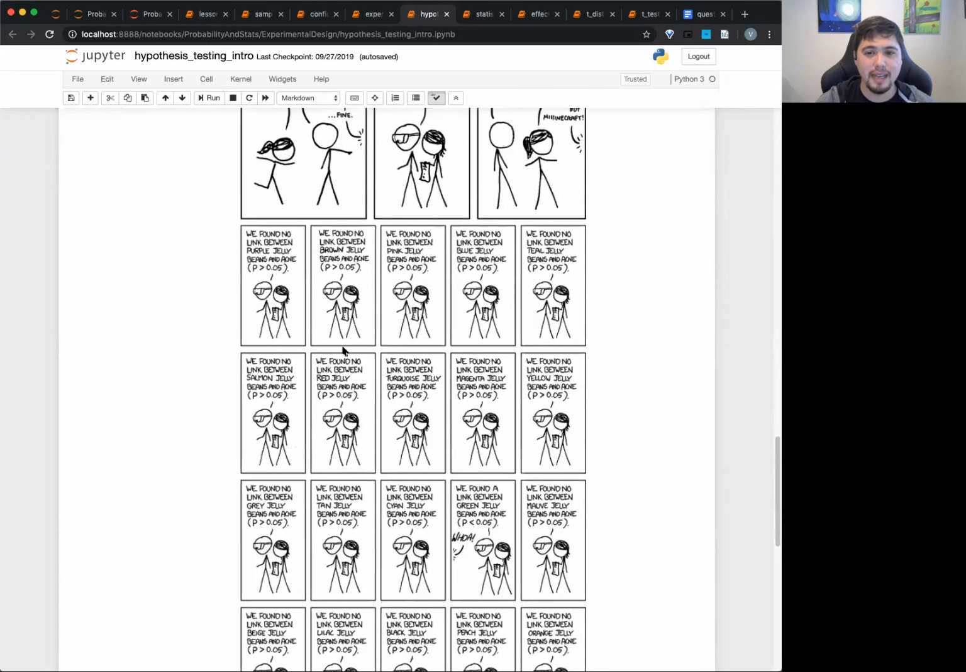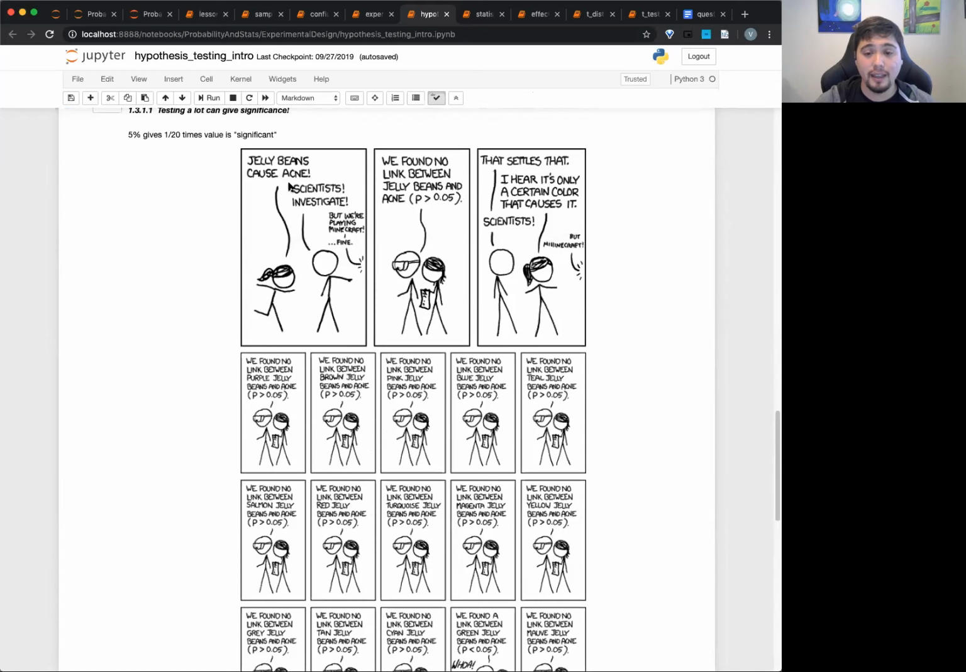And then the other one is a really great one, I think. If you test over and over and over again, or test many different categories that don't actually matter, just by random chance, you might find something that is significant. Here you see they're testing if jelly beans cause acne, and they find a p-value greater than 0.05, which means they fail to reject the null hypothesis. They need a p-value less than 0.05 for the results. And they say, oh wait, I think color matters.